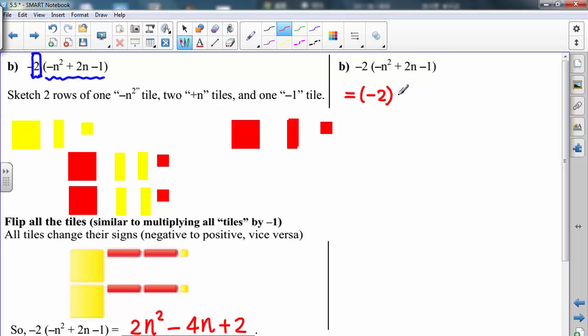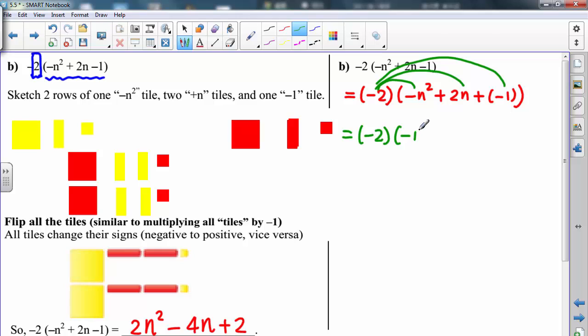Negative 2 times negative n squared plus 2n, I change minus 1 to plus negative 1. Then I distribute the negative 2 into each term in the brackets. So I will get negative 2 times negative n squared plus negative 2 times 2n plus negative 2 times negative 1. Negative 2 times negative 1n squared, it's negative 2 times negative 1, like what we introduced in the very first example.